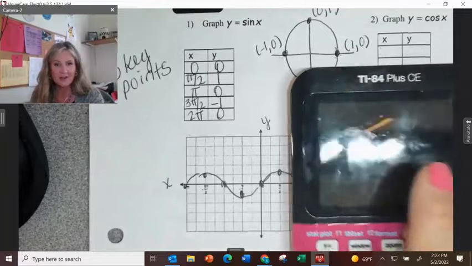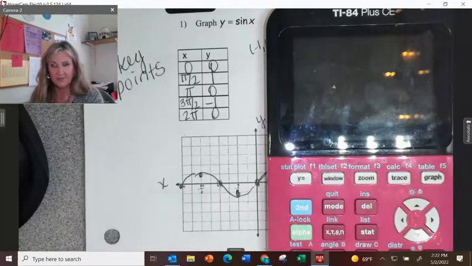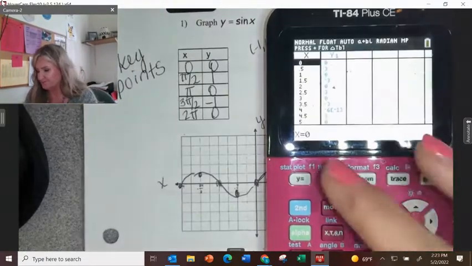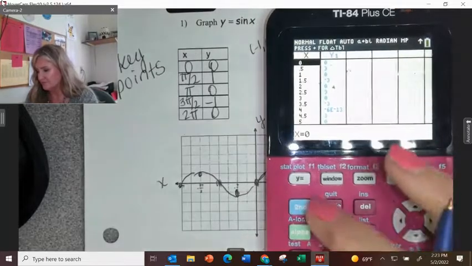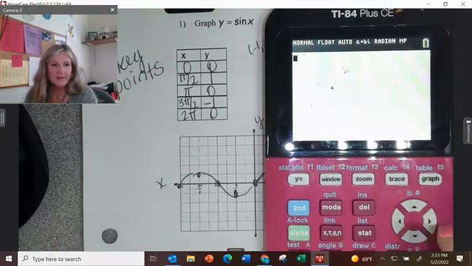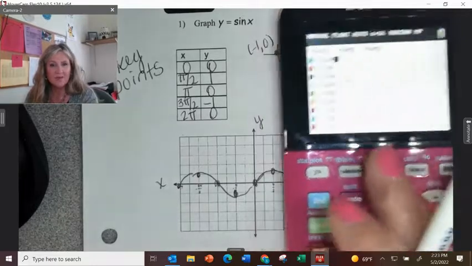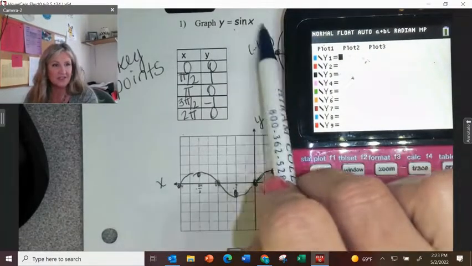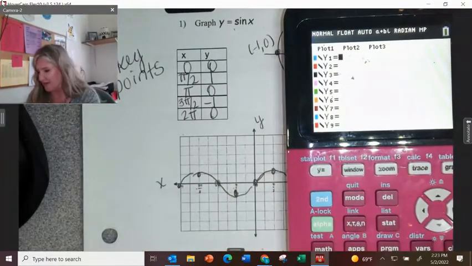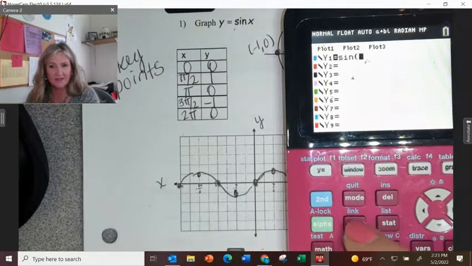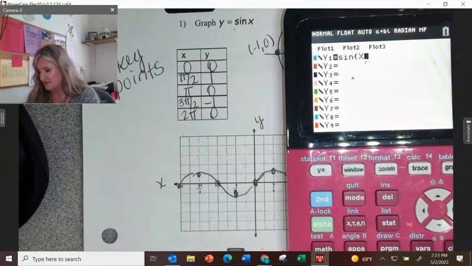I want you to know how to graph this on the calculator too. Everybody go into your calculator, turn it on. Go to y equals. And I want you to put in our function, which is sine x. So type in sine, and then right here, next to alpha is the x key.